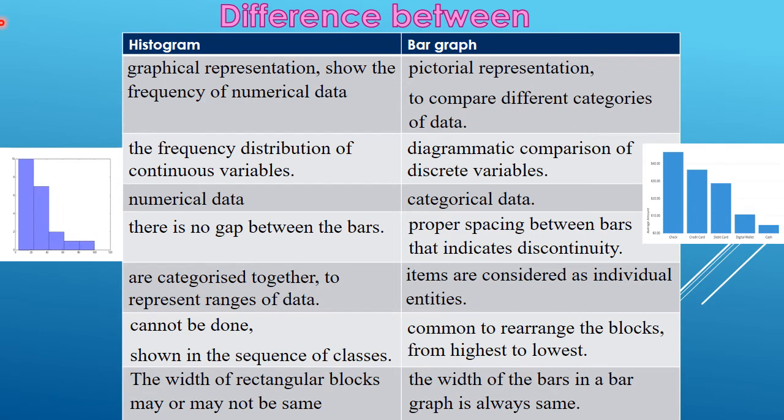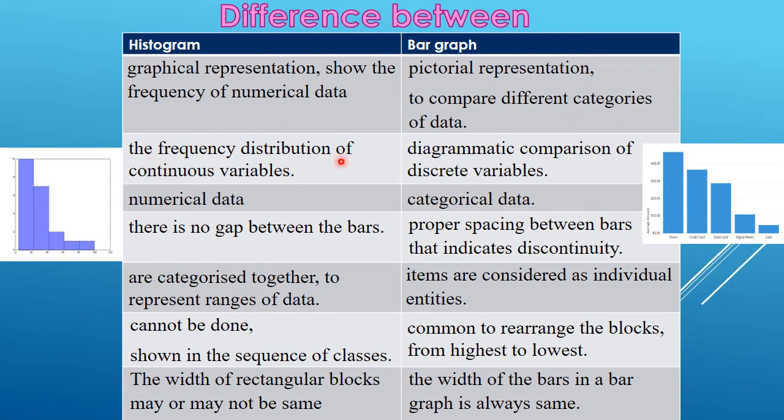So next we can see the difference between the histogram and the bar graph. This is the histogram picture. This is the bar graph image. The histogram is a graphical representation that shows the frequency of numerical data, and it is continuous. But the bar graph is a pictorial representation to compare different categories of data. For example, subject 1, subject 2, subject 3: we have to compare which one has the highest marks. So it is used in the bar graph.